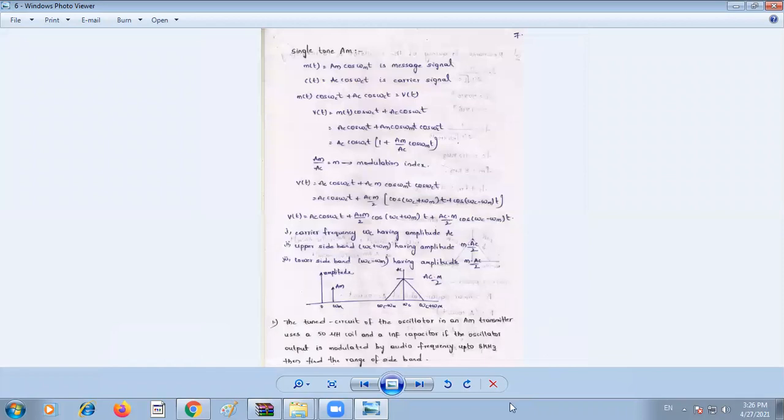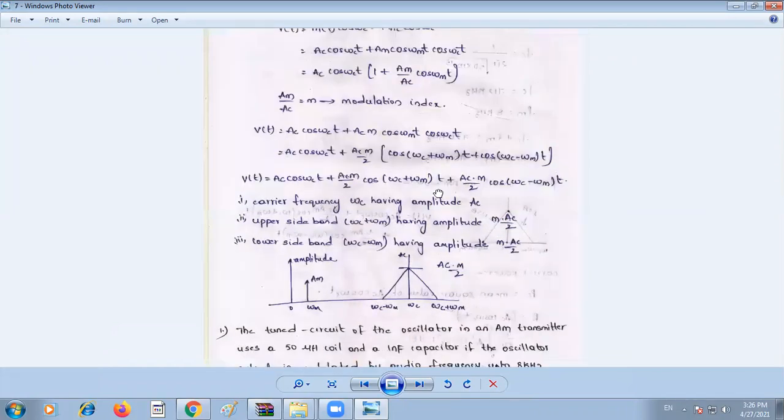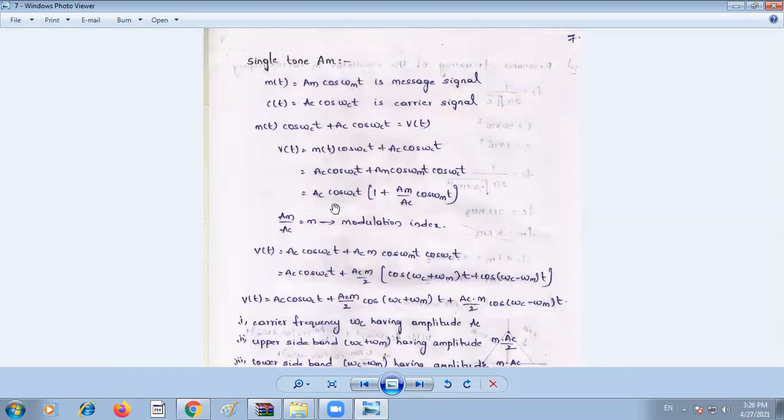So now the next concept, let's go for single tone amplitude modulation. In single tone amplitude modulation, m of t signal is Am cos omega m t, the message signal, and c of t signal is Ac cos omega c t, the carrier signal.